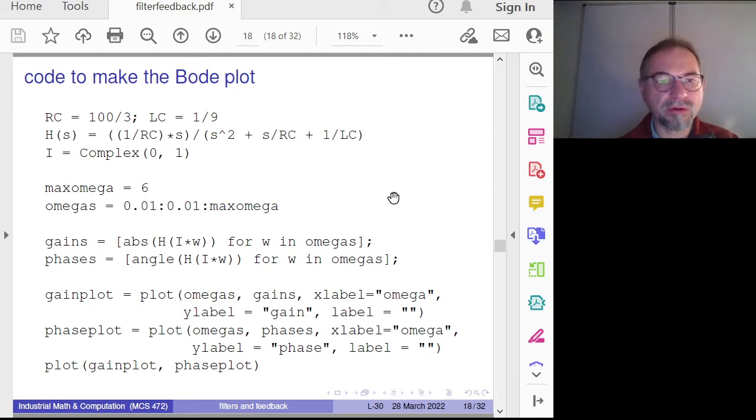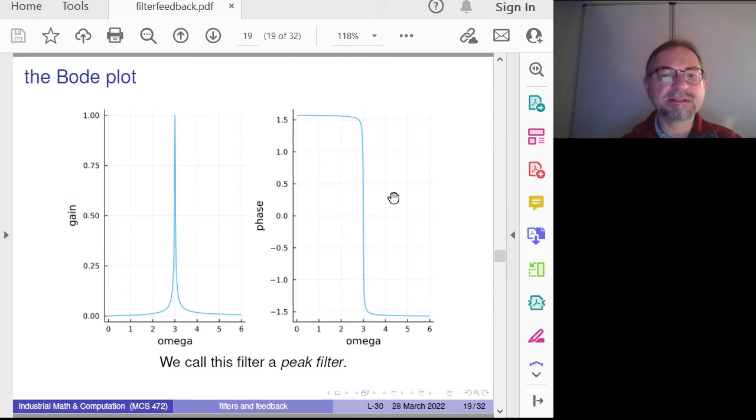So this is Julia code, by the way. We evaluate the transfer function at a range of omegas. So I'm looking at the maximal value for omega as 6. If you think about what this means, we are looking at frequencies that are less than 1, because this omega is 2 times pi times n. And here is then the Bode plot.